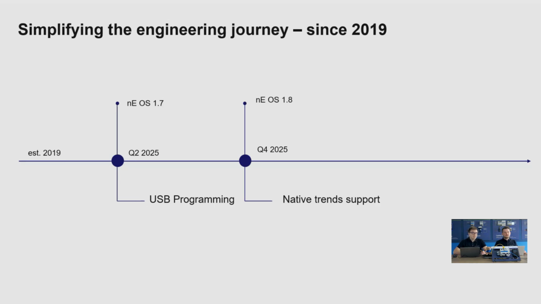At the end of last year, we also released the native support of trend and historical values. All the analog data points, binary data points, and multi-state data points receive a new extension, which allows us to keep the historical value of that point in the memory.